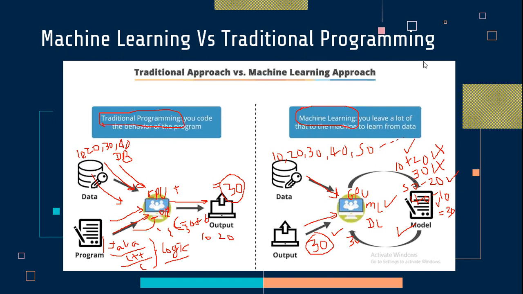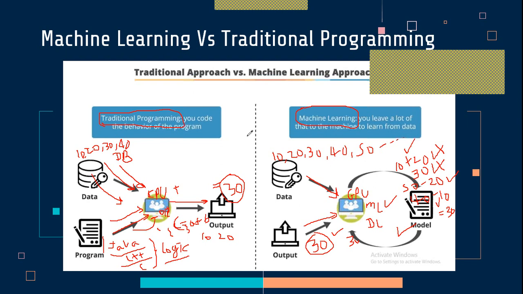So this is the basic difference between machine learning and traditional programming. In traditional programming, you have to write down the code, that logic. That is a static logic. You cannot change that static logic. Once you say there is a plus operator, you always have to use the plus operator and try to get the output 30.